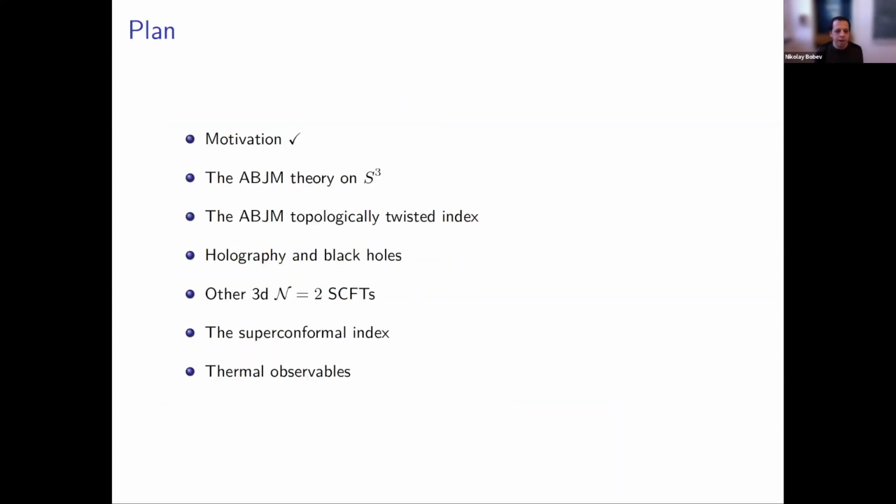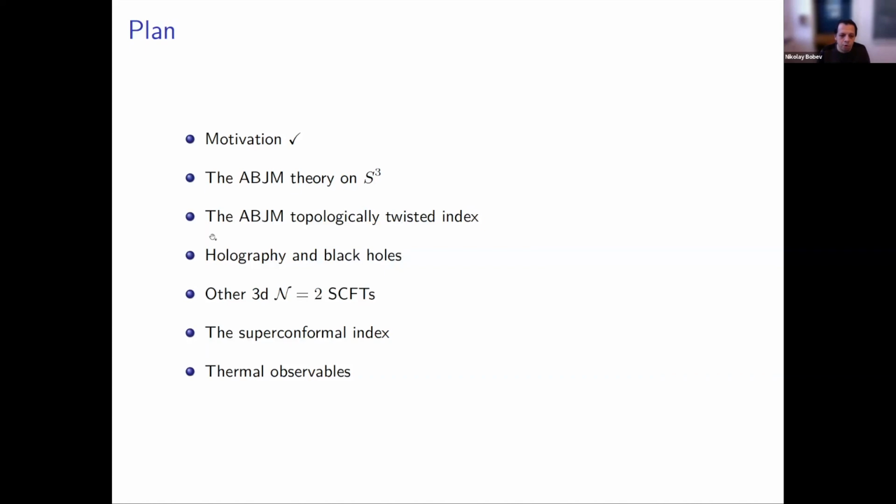And here's the plan of the talk. So motivation I've already covered. The next thing I'm going to speak about is this ABJM theory, which is the prototypical example of such a holographic CFT. And I will explain to you how to compute certain kinds of observables on the round sphere for such a model. Then I will keep the theory the same, but I will change the type of observables that we study. I will explain what this index is and how to compute it.